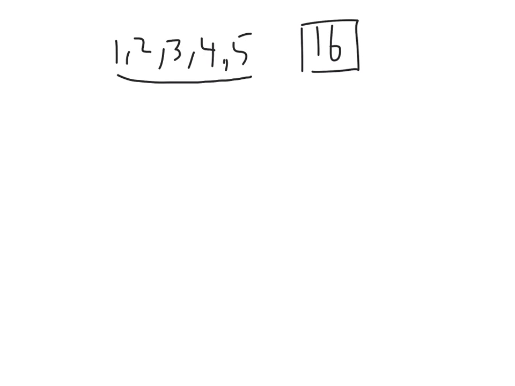So one way that you could go about doing this is thinking about the numbers that multiply together to give you 16. So we know that 4 times 4 is 16, okay? And I've got a 4. It's right there, okay?